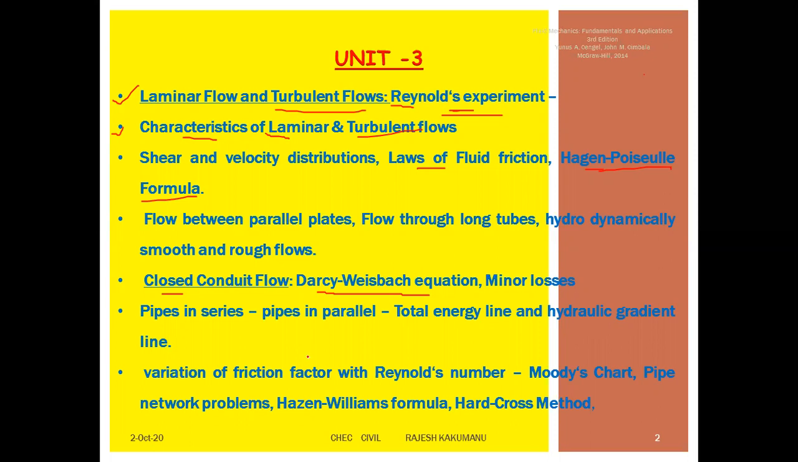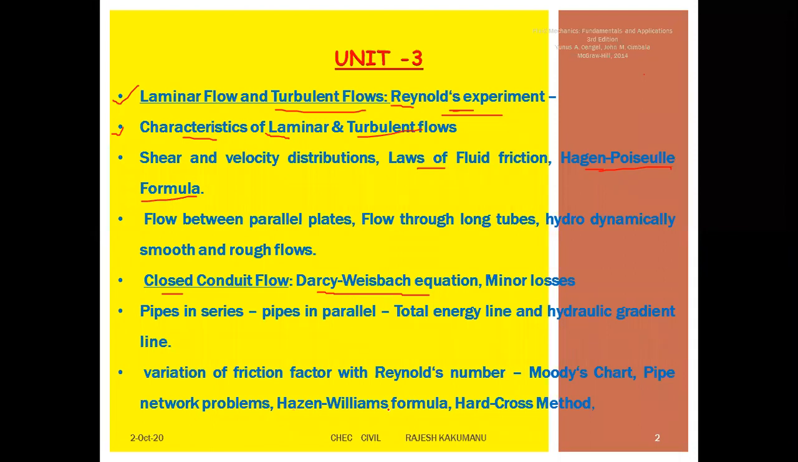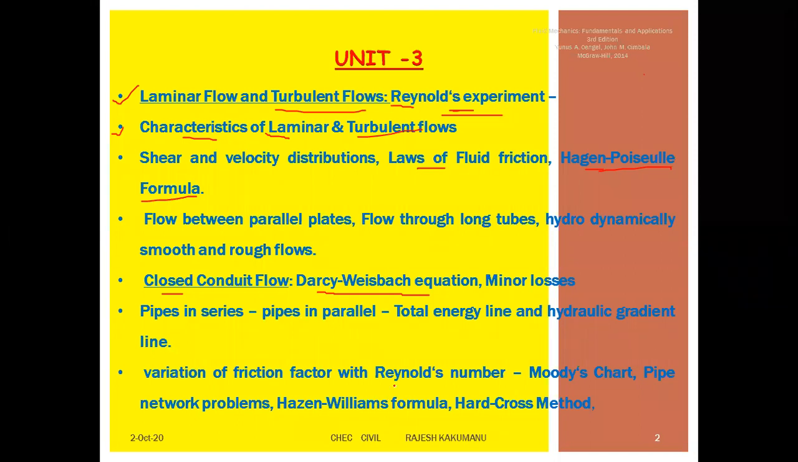For the longer questions in Part B, definitely you will get a derivation and a problem. In the whole unit you will get a derivation or a problem. The derivation may be the Hagen-Poiseuille equation, or the Darcy-Weisbach equation, or the Hazen-Williams formula. The problems come from the Hagen-Poiseuille equation, the Weisbach equation, minor losses in pipes, and the Moody chart and network problems. So you get a derivation, a problem, and a 2-mark question from this unit.